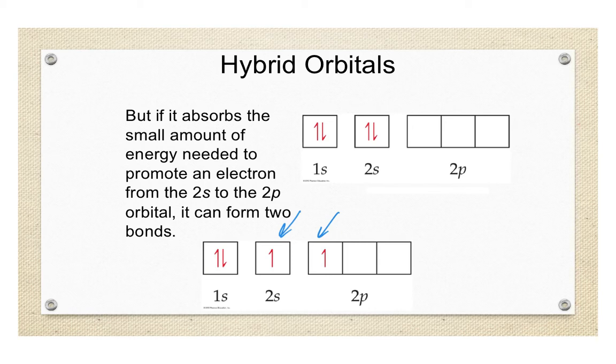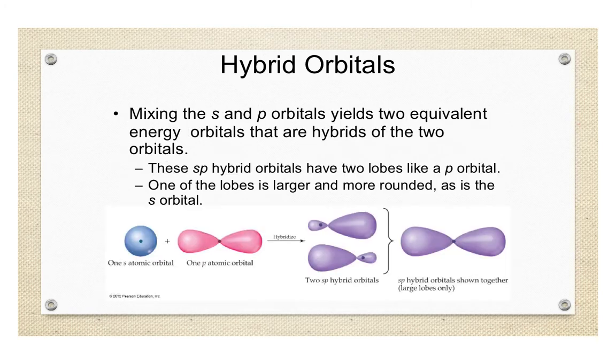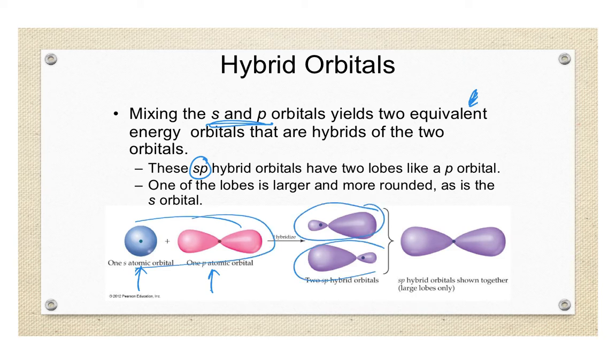However, that can't really happen either. So what does happen is we actually mix those two orbitals, and what you end up with is two equivalent energy orbitals that are hybrids of the two. We call them sp hybrid orbitals. Why? Because they're made of an s and they're made of a p that are mixed together. And when that happens, our probability of our electron cloud changes from having shapes that look like this to ending up with two hybrid orbital shapes that look like that. Those are our sp hybrid orbitals.